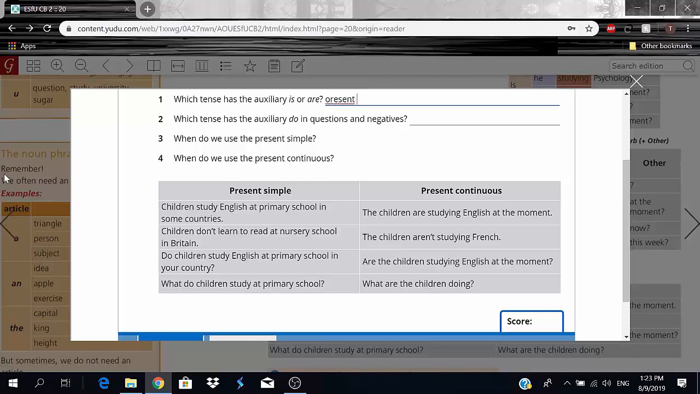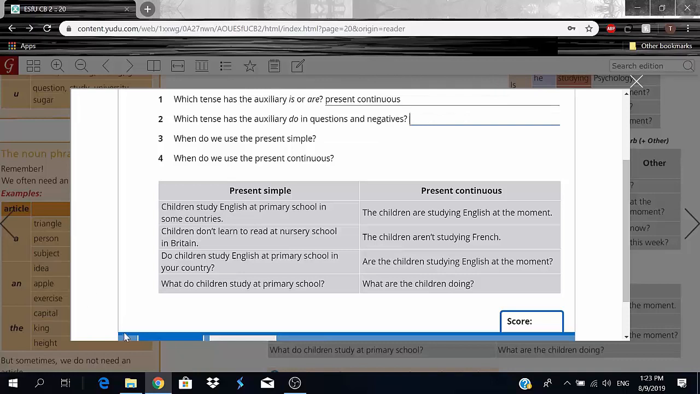Present continuous. Oh, I wrote it as recent. Present continuous. Okay? Now, number 2, which tense has the auxiliary do in both questions and negatives?